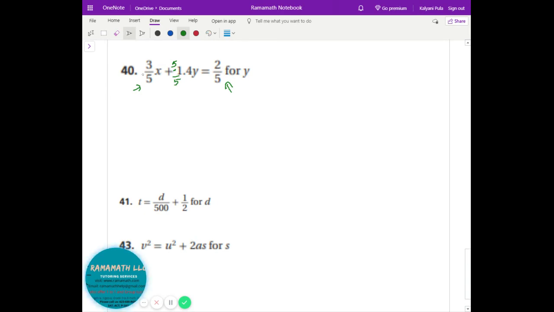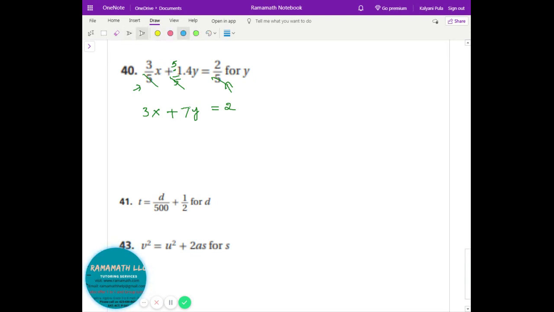So I'll leave the denominator. And then I get 3x plus 5 times 1.4. So what is 5 times 1.4? Let's look at it. 5 times 1.4 gives you 7y. So it's easy. Once you get the fractions down, it's going to be so easy.